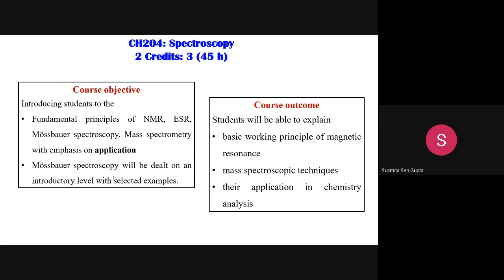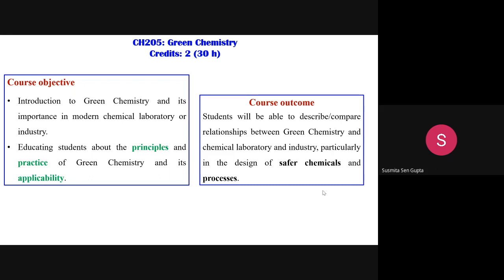And what is the course outcome? As I told you already, the basic working principle of magnetic resonance, meaning NMR and ESR, both are magnetic resonance. Then mass spectroscopic techniques, how the mass spectroscopic techniques is utilized to study the characteristics of the substances of the materials and their application in chemistry analysis. This is a very important part because most of the questions come on the analysis part. So spectroscopy is always an application based sub paper. We will study the theory, at the same time we have to study the applications also. And then comes green chemistry, that I will take. This is a 2 credit course.